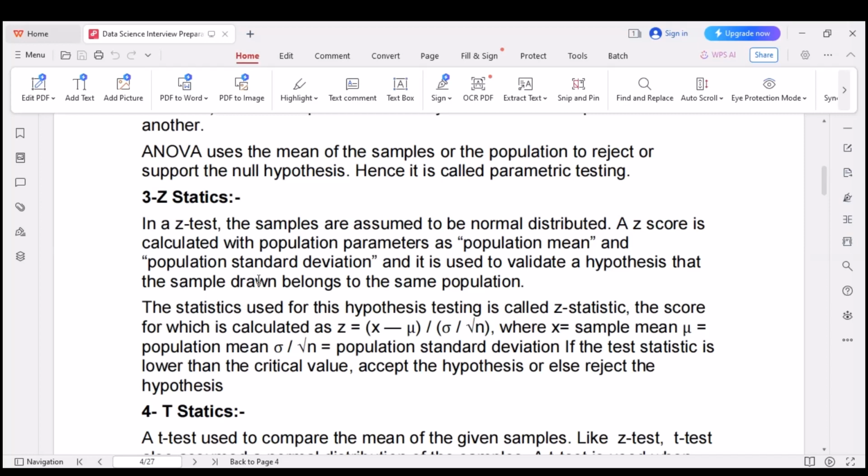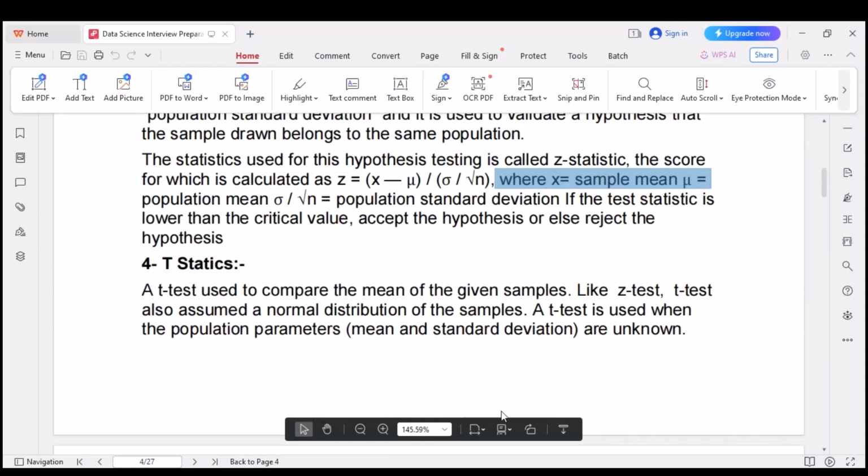is called the z-statistic. The z-statistic is calculated as z equals x minus mu divided by sigma by root n, where x is the sample mean, mu is the population mean, and sigma is the population standard deviation. If the test statistic is lower than the critical value, then we accept the hypothesis, or else we reject the hypothesis.